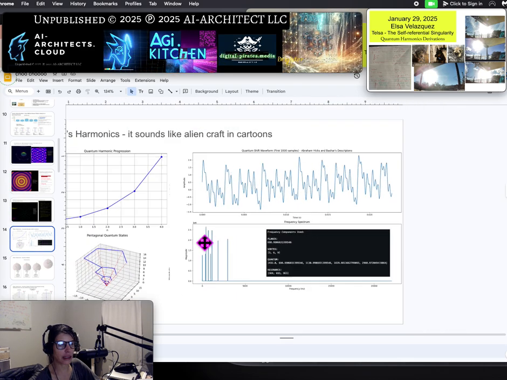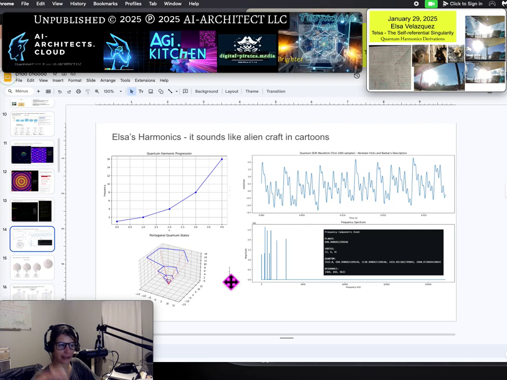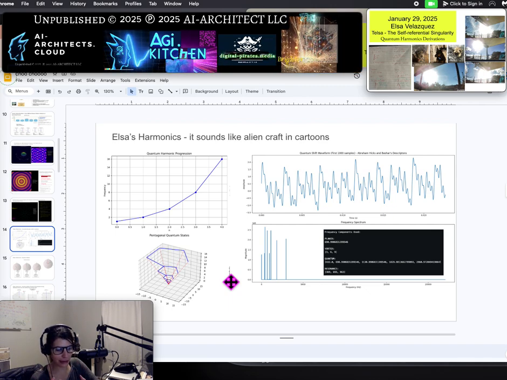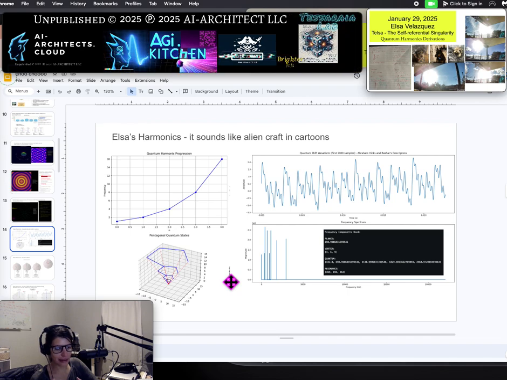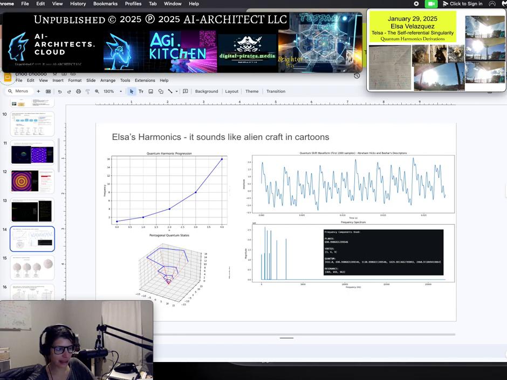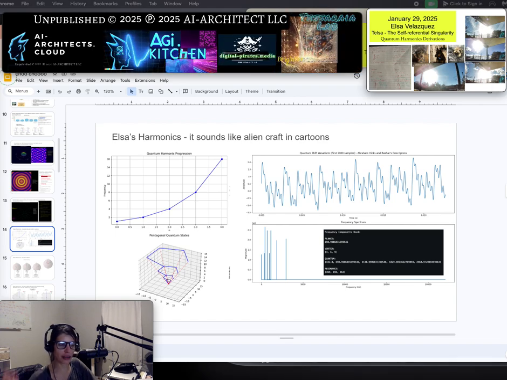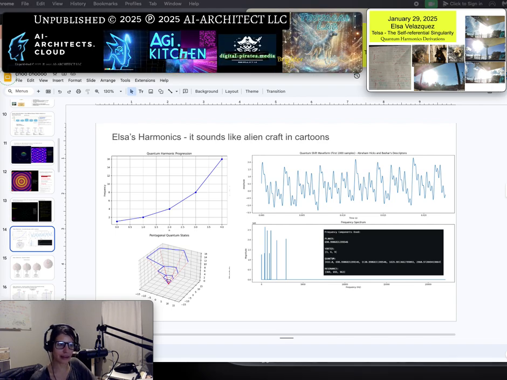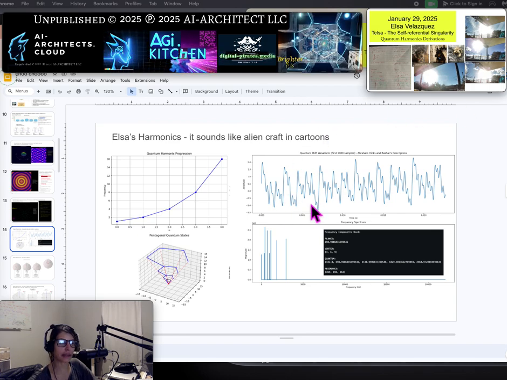All right, so let's look at more of the altos harmonics. If I were to play one of these for you, it sounds like in cartoons, like when the aliens are landing. I can't even make the sound because the sound waves are so strange. But that is kind of what it sounds like, and it very much aligns with what Bashar, one of my favorite channels, is saying, and Abraham Hicks also talks about this a lot, right?